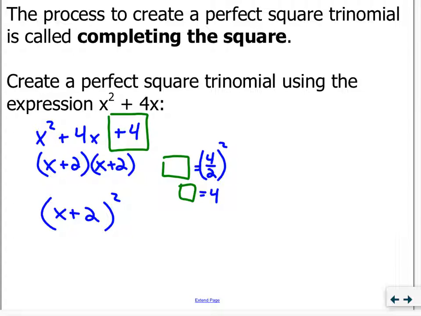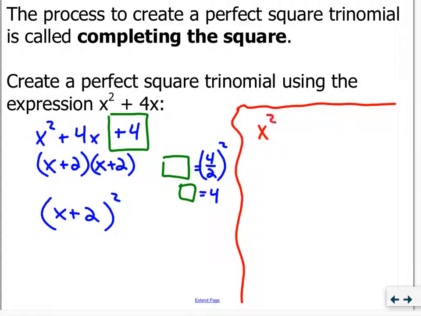So let's generalize it a little bit. So the rule that we want to kind of follow, and we'll do this in red because it's an important rule that we want to do. If we have a polynomial called x squared plus bx, where the b value is just the number that's in front of the x. And did you remember that the a value is 1 here?